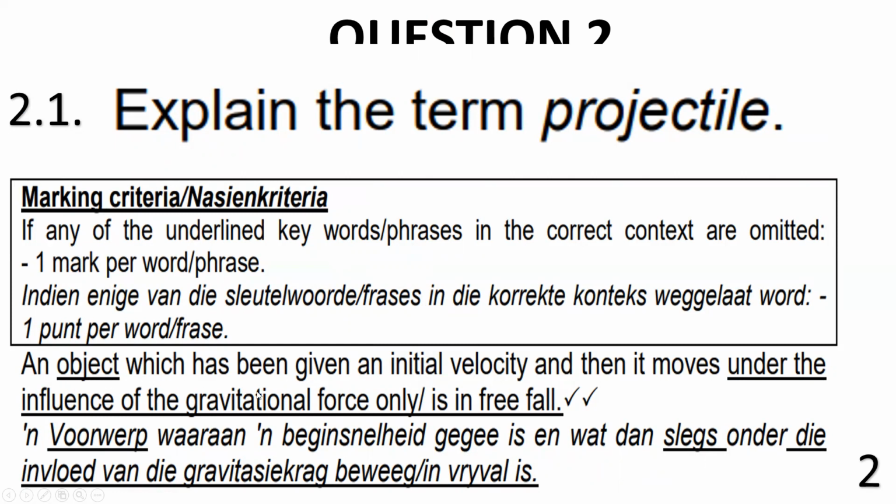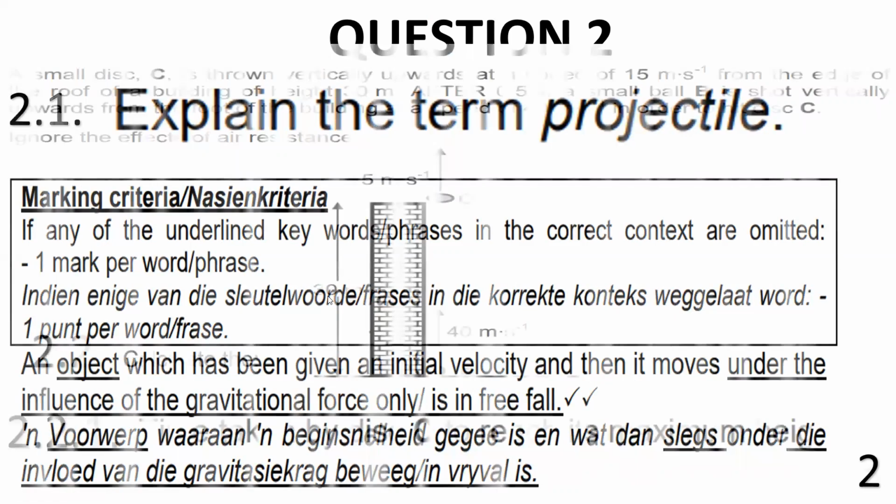An object which has been given an initial velocity, and then moves under the influence of gravitational force only, is in free fall. Please try to memorize this definition for projectile motion. All right, let's continue with the next one.